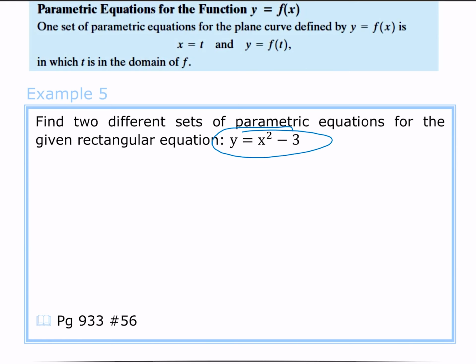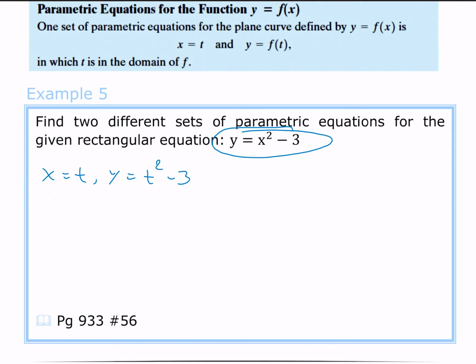For starters, if x is equal to t and y is equal to t squared minus 3, what would happen if we took our t value of x and plugged it into this equation? This would become y equals x squared minus 3. Hey, that's what that says, y equals x squared minus 3.